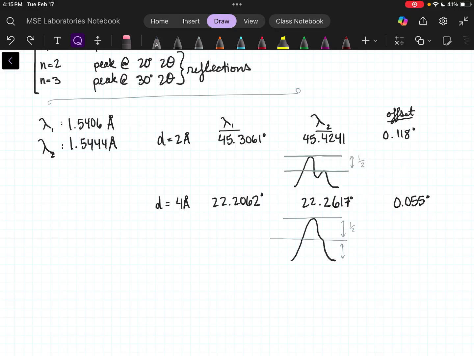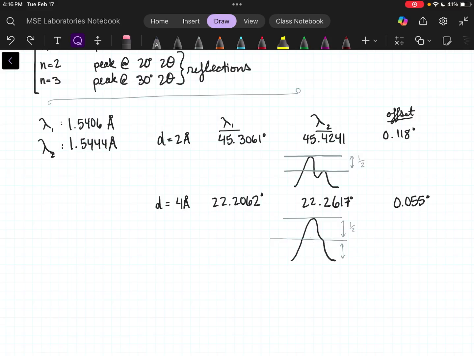So remembering the way the graph is going to look, this is going to be on the right-hand side of the graph, where the shoulder is going to be more present on the left-hand side of the graph. So if you have K alpha 2, you'll notice that the shape of your peaks changes as you go along the x-axis. Okay. So those are three ways to tell that you have K alpha 2.